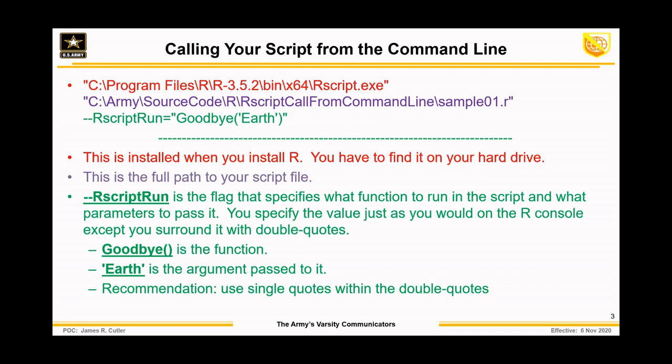Above the dash line is the full Windows command line syntax that you'd use either on the Windows command line or in a scheduled task. It has three parts: the executable provided by your R installation in red, your script in purple, and the function and its parameters that you want to call in green, with the magic Rscript run in front of it. Next slide, please.